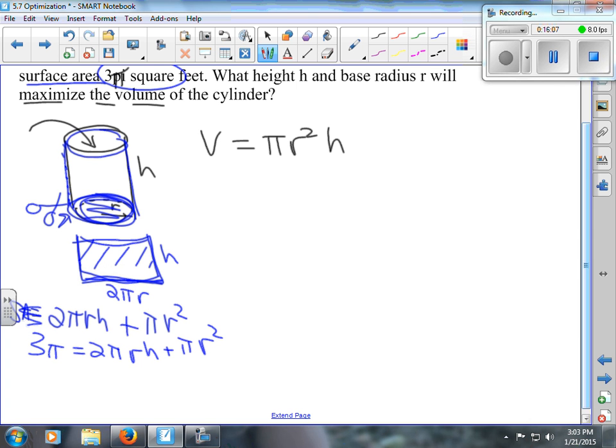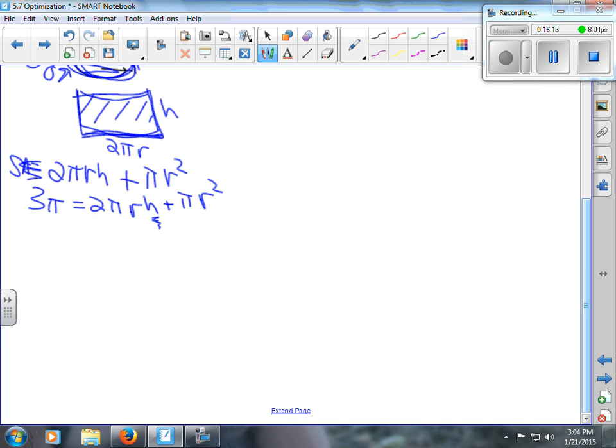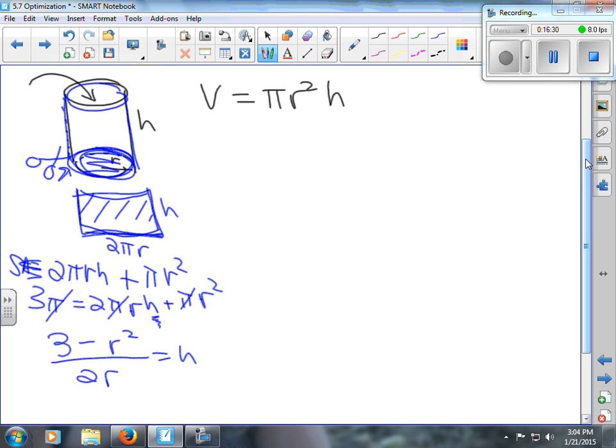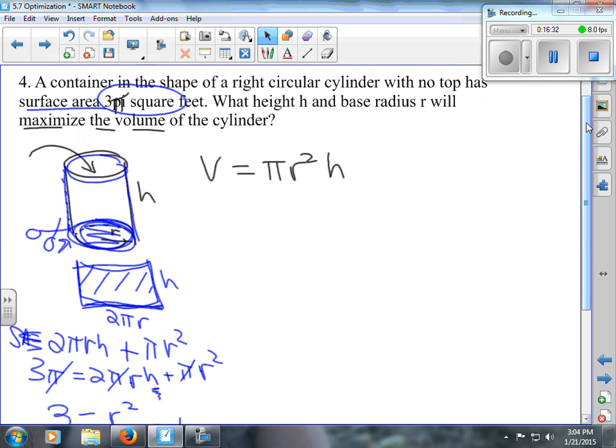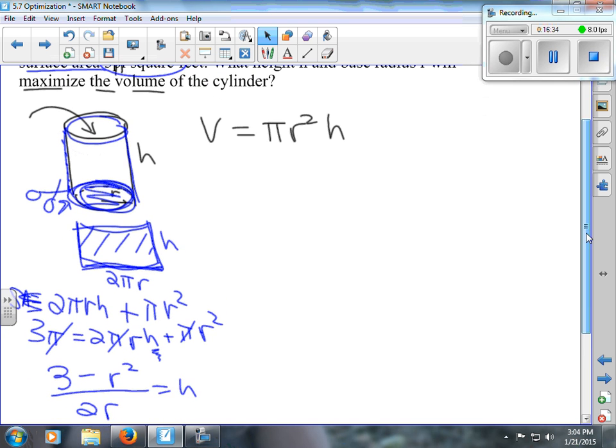Because we have an r here and an r here, it's easiest to solve this for h. So let's solve this for h. Let's cancel the pi's. Pi's are everywhere. I factored out a pi on the right side and then divided by pi. So (3 minus r squared) divided by 2r, that's going to be h. Let's replace the h in my volume formula with what I just got there, (3 minus r squared) over 2r.